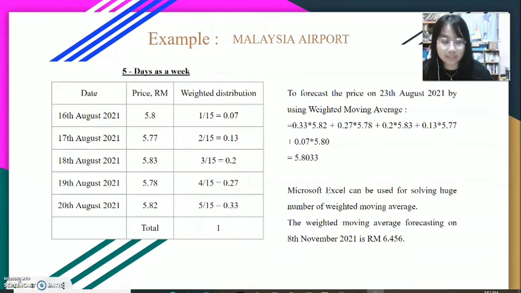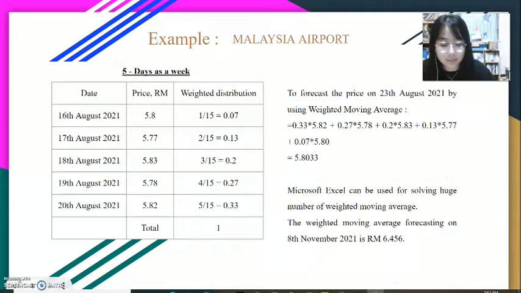Now let's look at the example, Malaysia Airport. Malaysia Airport has been chosen as the stock to forecast. In the group assignment, we're going to use several forecasting methods to forecast the price of Malaysia Airport on the 8th of November 2021. Weighted weekly moving average is one of them. First of all, we have to identify the number of days to average, such as 5 days as a week.